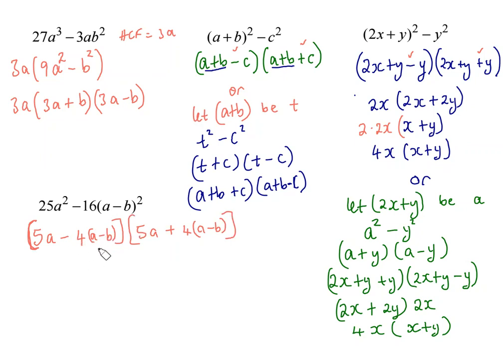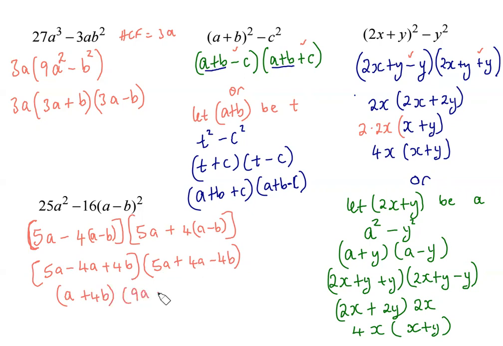Now we need to take in the 4. We're going to say 5a plus, minus this one here. It's going to be minus, minus 4a. Then minus and minus is going to be plus 4b. We'll put it in bracket. We're going to say 5a plus 4 times a, 4a, 4 times negative b, negative 4b. Then here, we're going to say 5 minus 4a, we get a plus 4b. Because these are like terms, 5a plus 4a is going to be 9a minus 4b. That becomes our final answer.